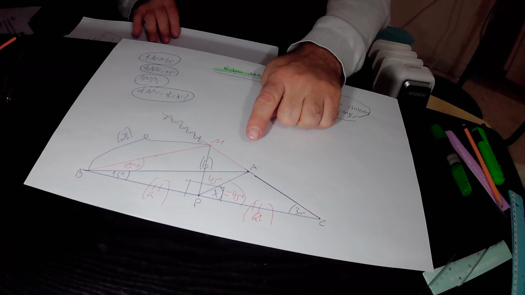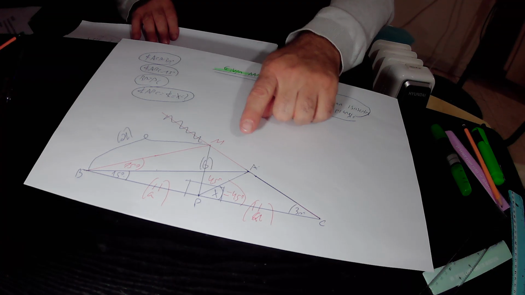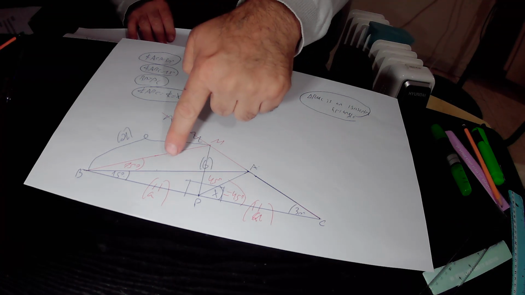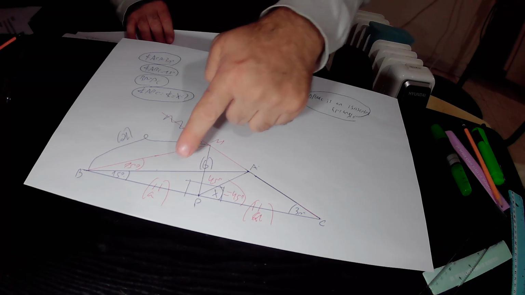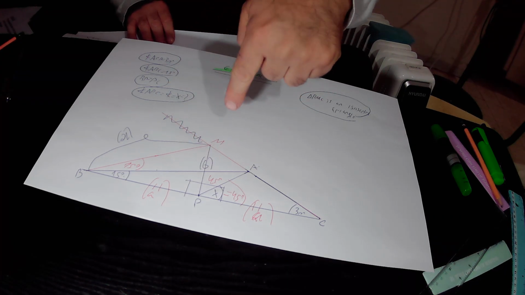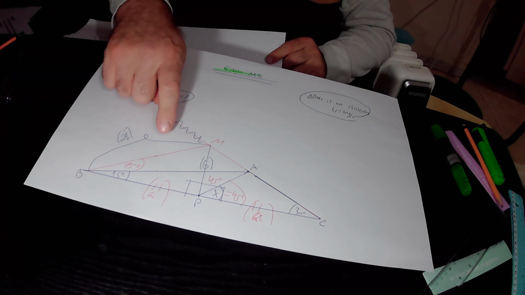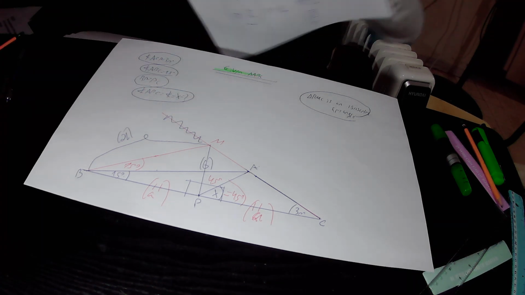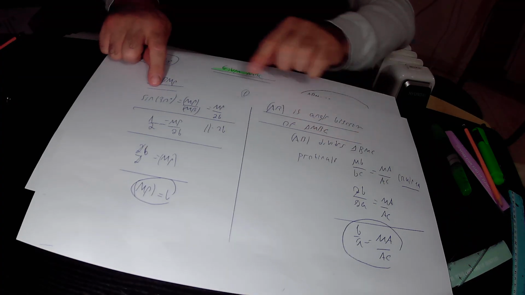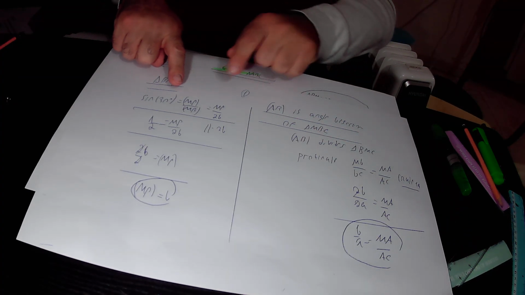This is right triangle BMP. In this right triangle BMP, sin of 30 degrees equals MP over MB.